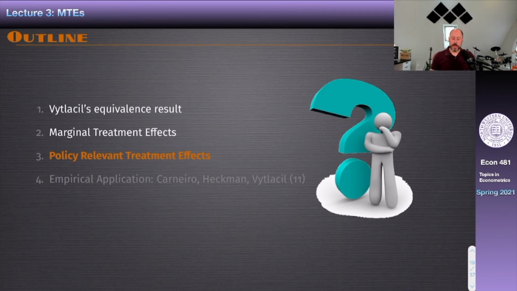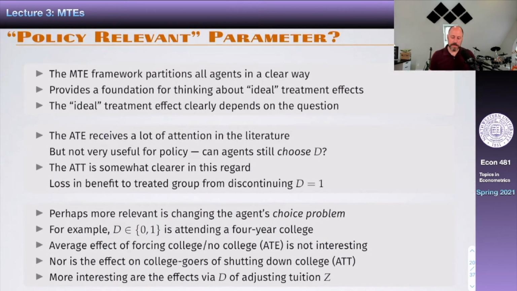Good. So let's talk now about policy relevant treatment effects. What is a policy relevant parameter? Let me go over some stuff that I wrote here. The MTE framework partitions all agents in a clear way, by levels of this unobservable U, and, I wrote here, provides a foundation for thinking about, quote unquote, ideal treatment effects. And by ideal, I mean that you want to think in the opposite way from what I described before as reverse engineering.